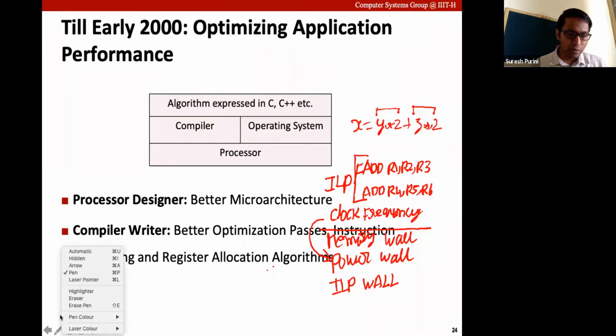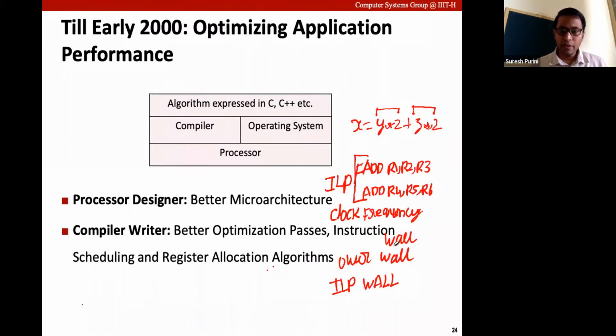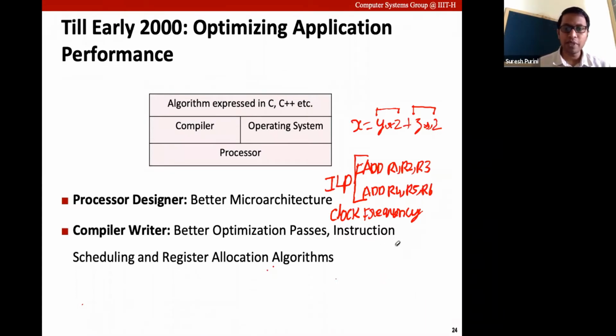So the job of the compiler writer is he will come up with better optimization passes, better instruction scheduling and register allocation algorithms, and so on and so forth. And the architectural model that is given to the compiler writer is not changing. So the processor manufacturer is doing all the hard work under the hood, but the execution model that is given to the compiler writer is the same. That is the fetch, decode, execute execution model. It is the same.